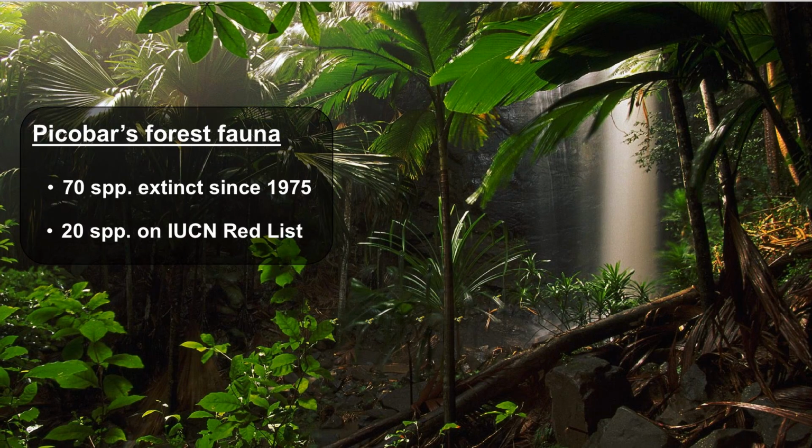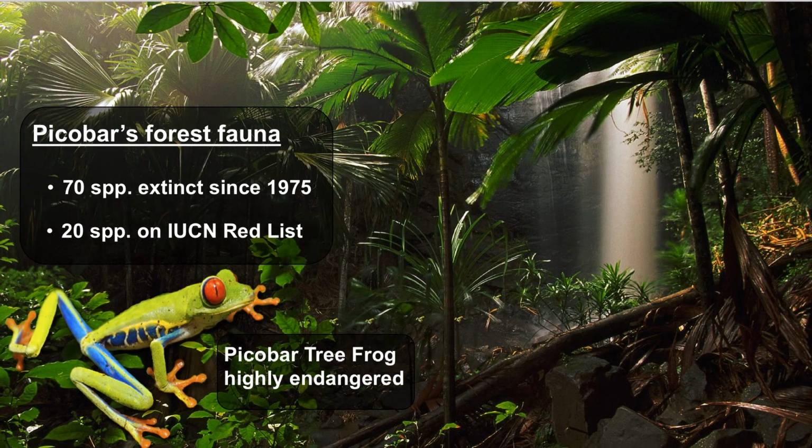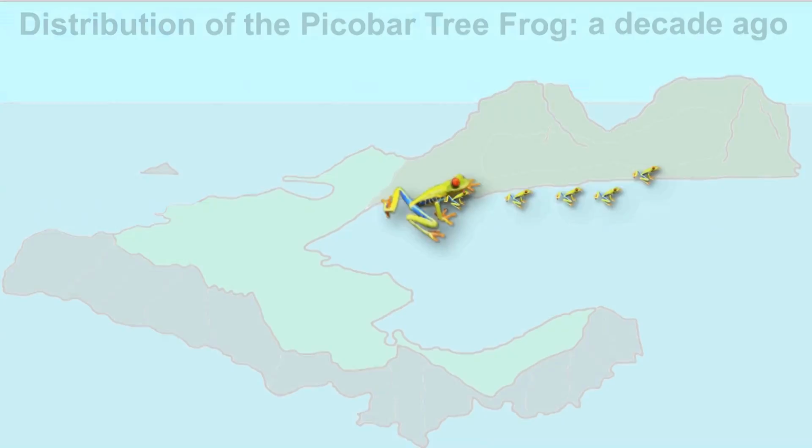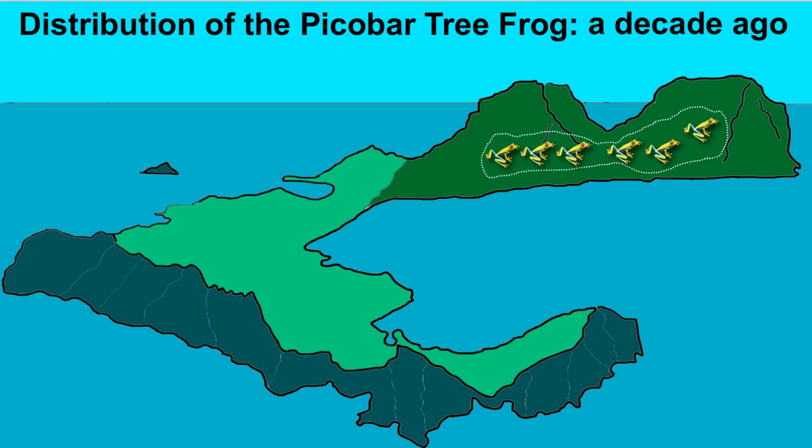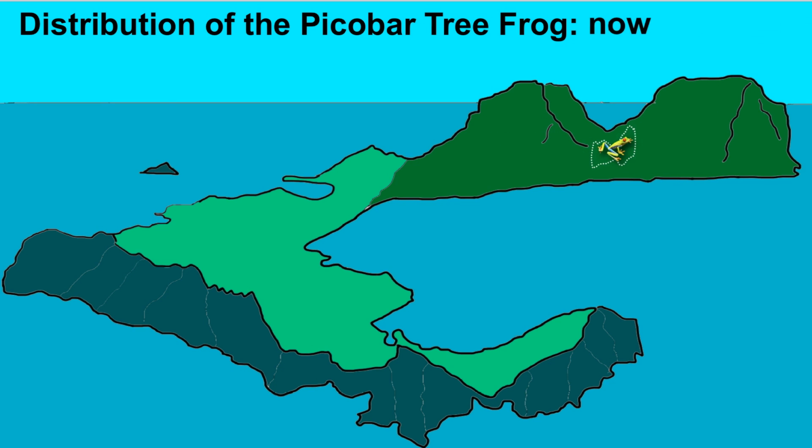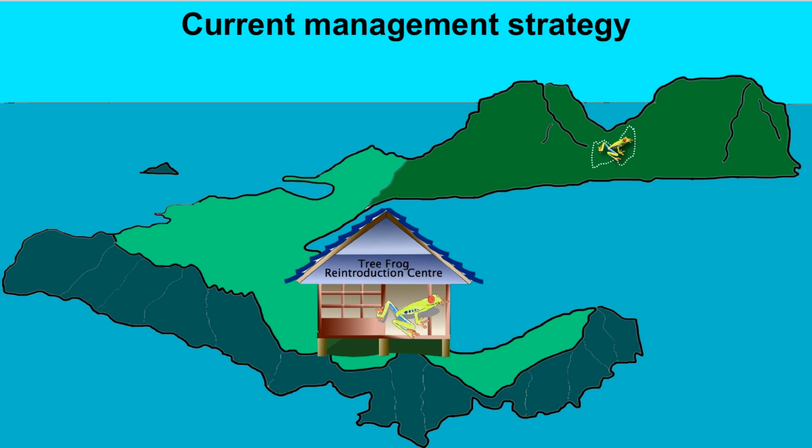Among them is one of the flagship species of the island, the colourful Picobar tree frog. Only a decade ago, this frog could be found throughout the mid-altitude rainforests. But then its numbers started declining, and it is now estimated that the species is found across less than 10% of its previous range. My group is working to save the species from the fate of many other frogs on the island. And in the Picobar Tree Frog Reintroduction Centre, we breed large numbers of the frogs and then release them back into the wild.